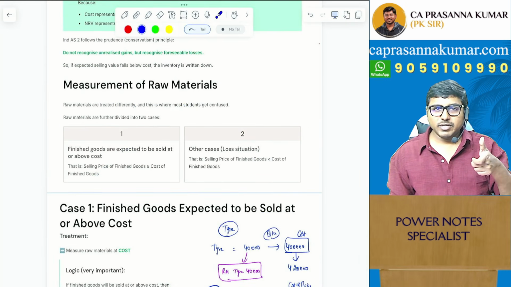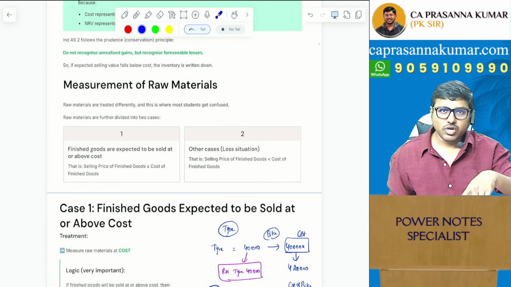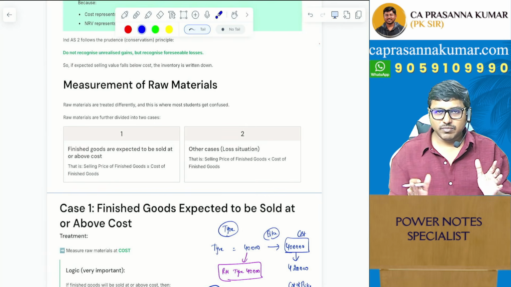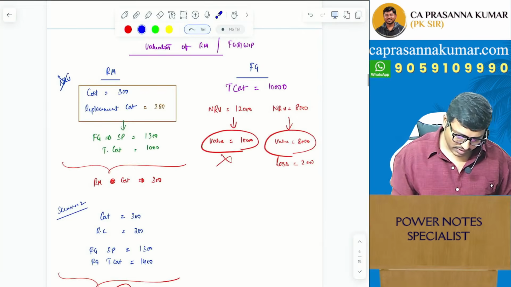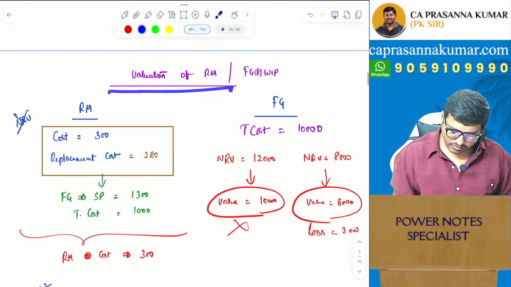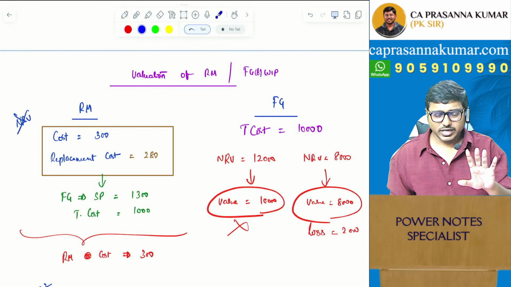To value the raw materials, first you need to think about what's going to happen to the finished goods. Are you going to recover the cost of finished goods? So I'll compare both with an example. After that, we'll solve a problem as well in this revision session itself, so that you'll understand better. See here: valuation of raw material as well as finished goods. Mostly WIP will not come in this particular Ind AS, so forget about that.